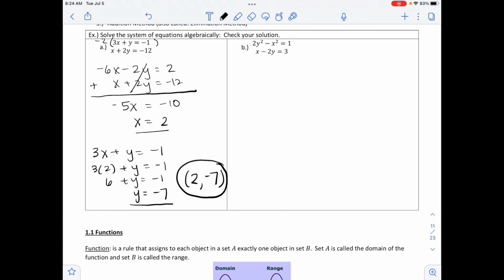And then we have b, which I'm going to go ahead and circle. This one's a little bit more involved. If you notice, they're not linear. The second equation is linear, but the first one is not linear.